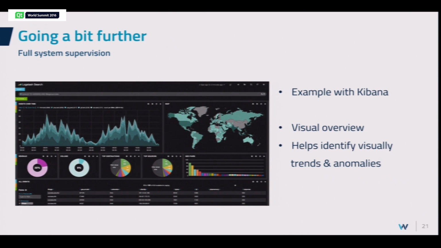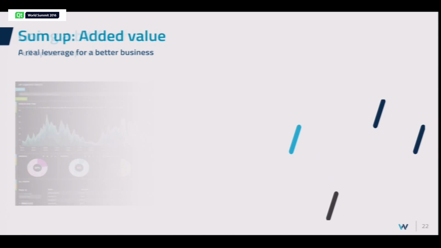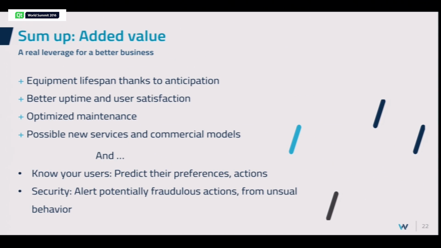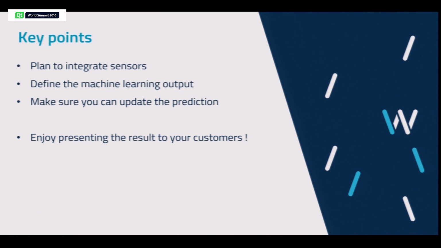Okay, final thing. Timer running very short. If you want to go a bit further, you can use this kind of representation, which is Kibana, to have a visual overview and help identify trends and anomalies. And there are all these good points: lifespan, better uptime, optimized maintenance, etc. In addition, when you have that, it lets you know your users better, and it lets you improve your security because you can detect fraudulent and unusual behavior.